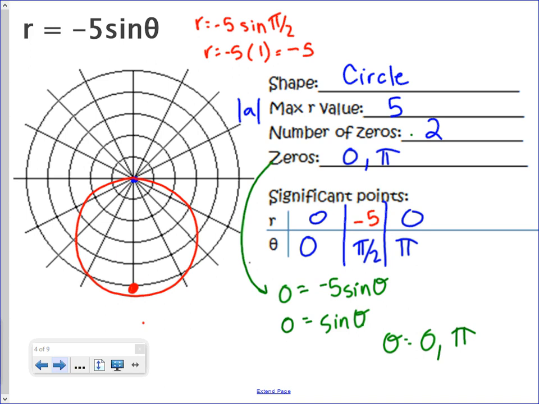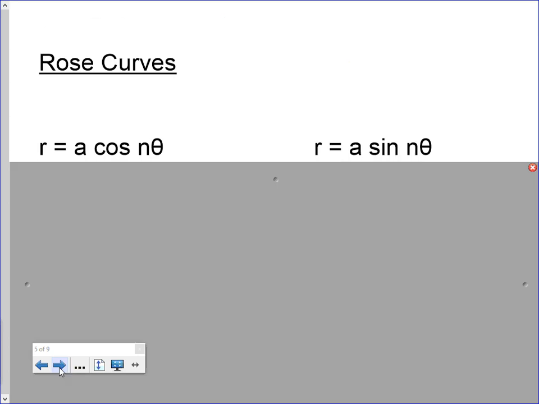Next up, we're going to do rose curves. It'll give us that point out on the petal, far away, and then we'll just know to draw a petal instead of a circle. Okay, if there are no more questions, we will talk about rose curves next.